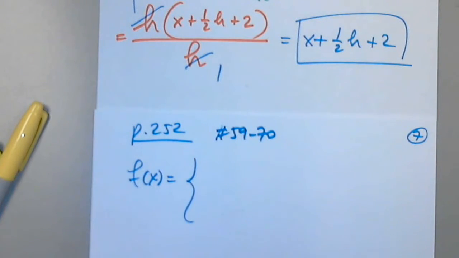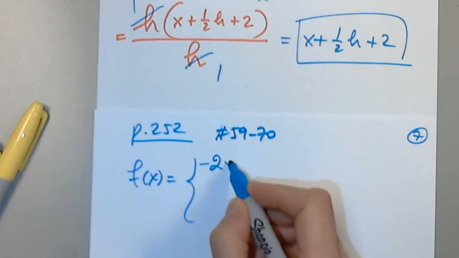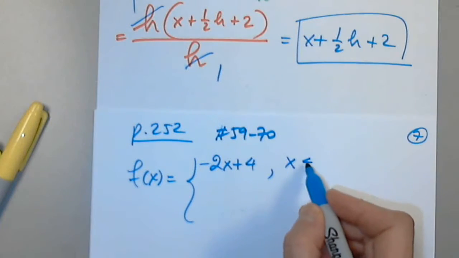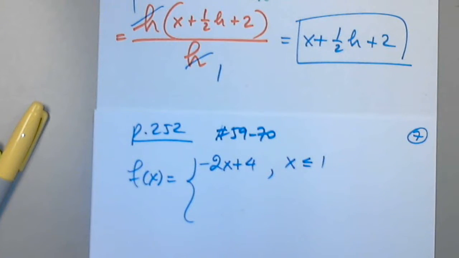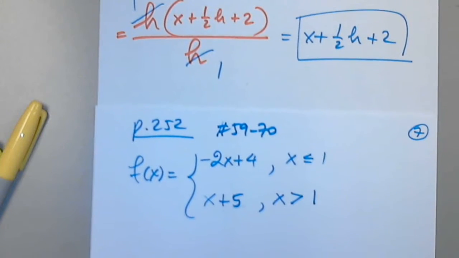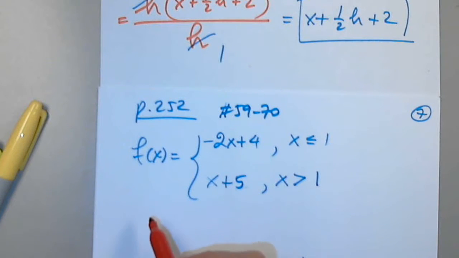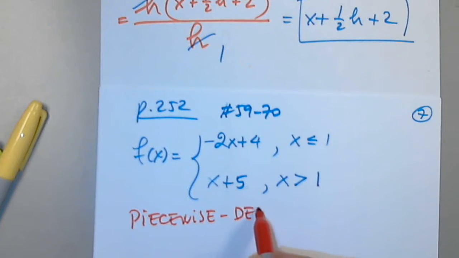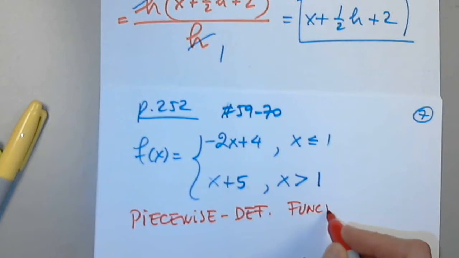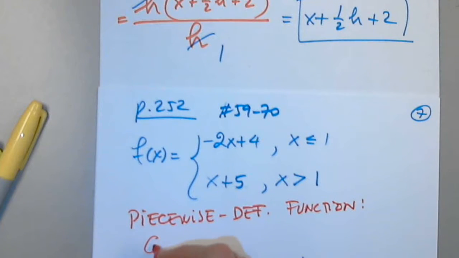Let's say f of x is negative 2x plus 4 for x less than or equal to 1. And let's say x plus 5 for x greater than 1. The question here is graph. This is a piecewise defined function. Defined in how many pieces? 2 pieces. Very good. A piecewise defined function, and we're asked to graph it.